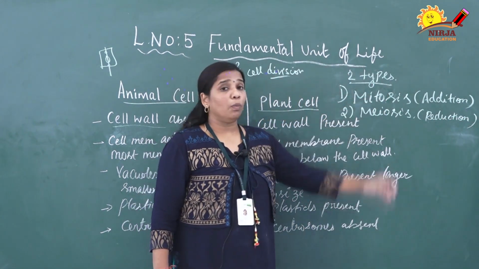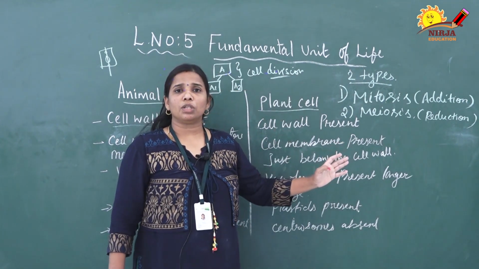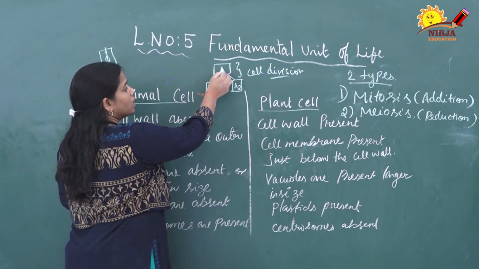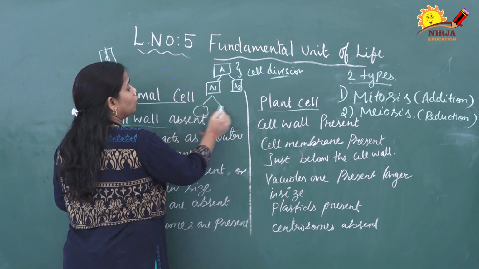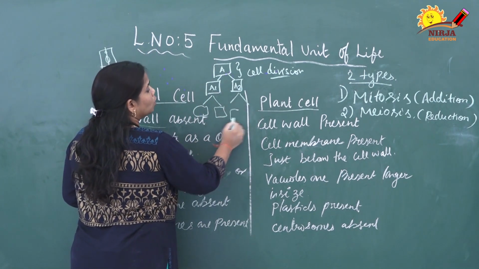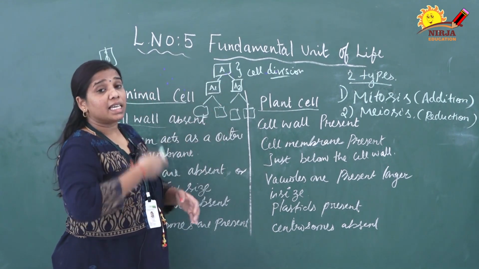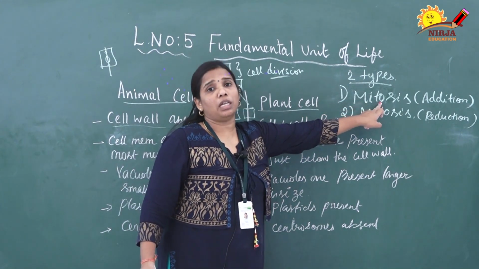First we need to discuss what is mitosis cell division. This mitosis cell division is addition. Why I am saying this: just imagine one cell is divided into two cells. So these two cells are divided into another two cells each. Here you see the numbers are increasing, addition. That's why this process is called mitosis cell division.